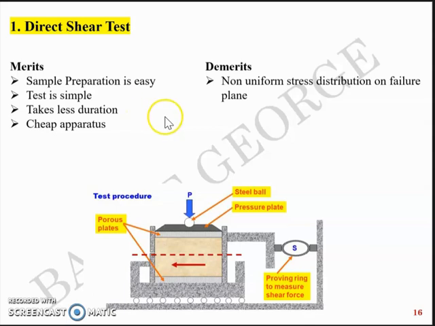The demerit is that there's a non-uniform stress distribution on the failure plane. So this is the failure plane which is predetermined, and the stress on this failure plane is not uniformly distributed. The second demerit, which perhaps is a worse demerit, is that the failure plane is fixed. The soil doesn't fail on its weakest plane. Instead, it fails through a predetermined plane.